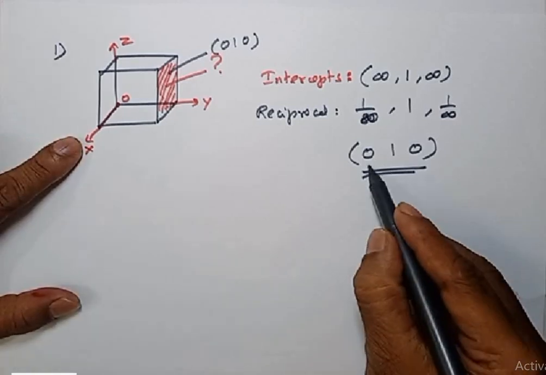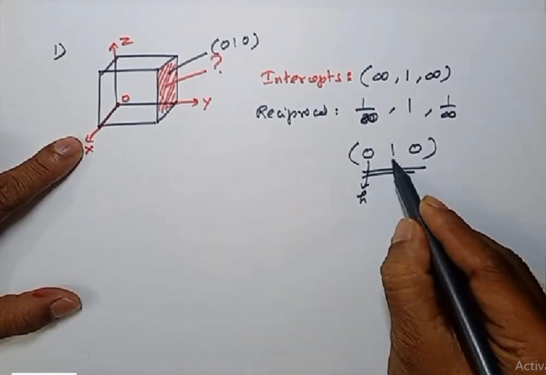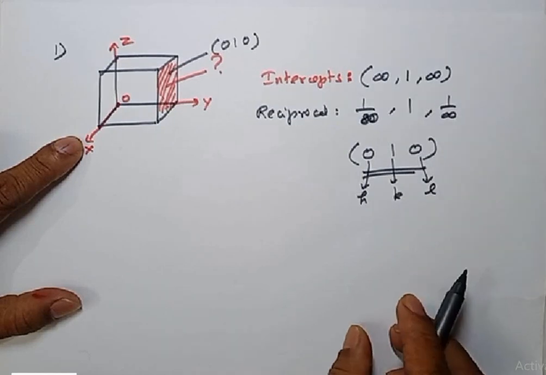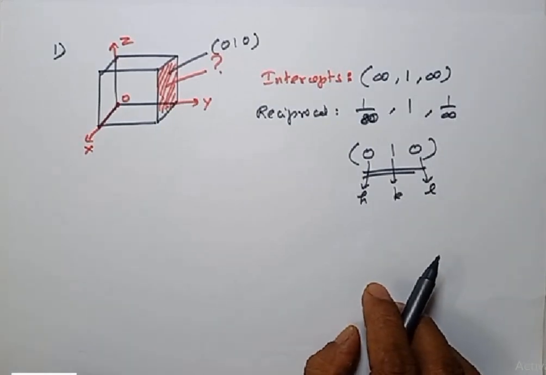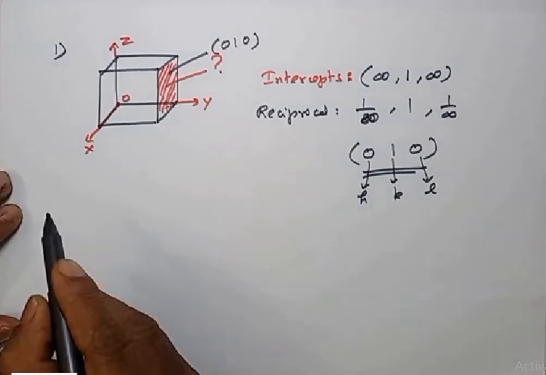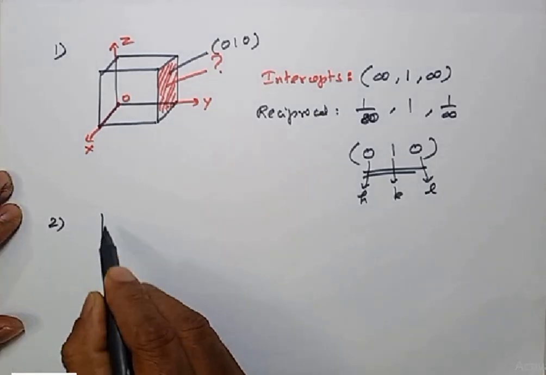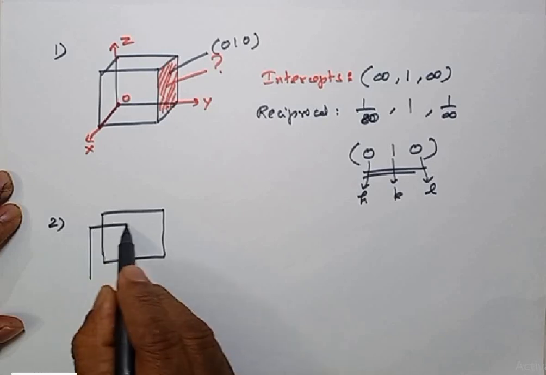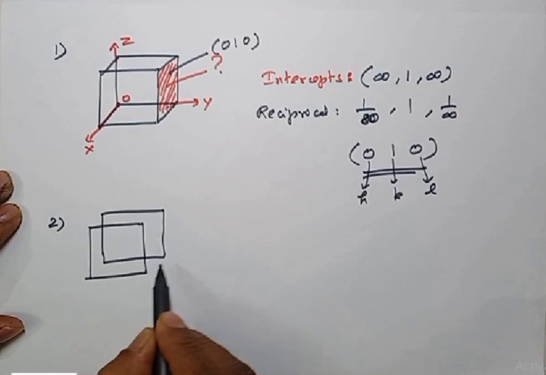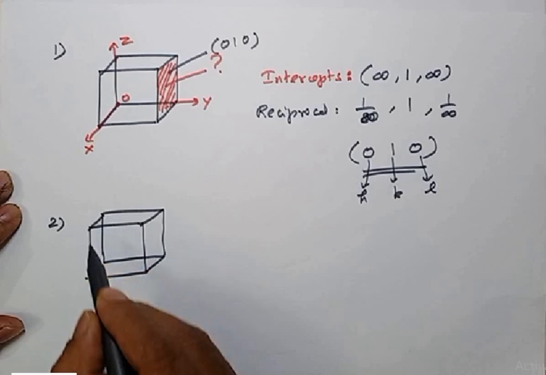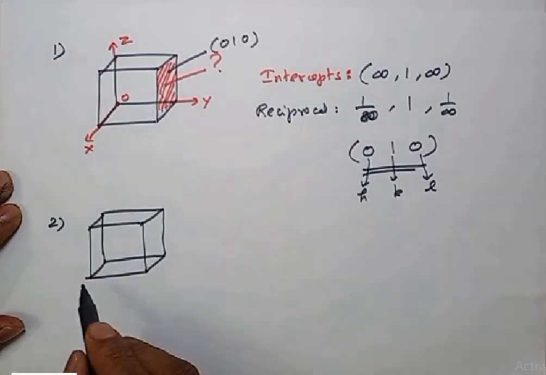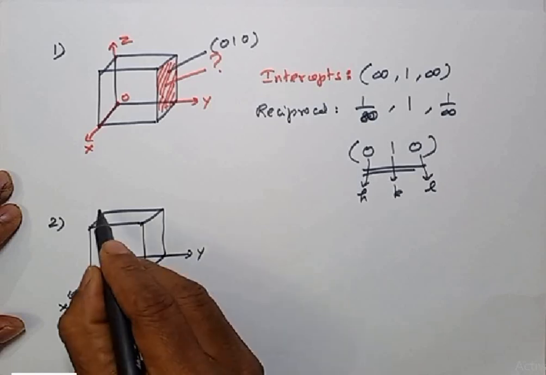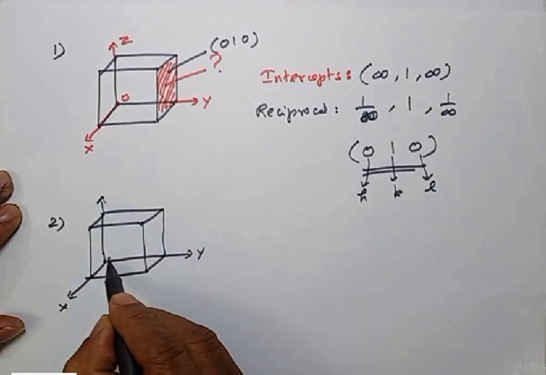In this plane, this is nothing but the h value, this is the k value, and this is the l value, the h k l values. Right? Take note. Number 2, I'll take another plane in the same cube. Observe carefully, it's very important. This is the x-axis, this is y, this is z, and this is the origin.